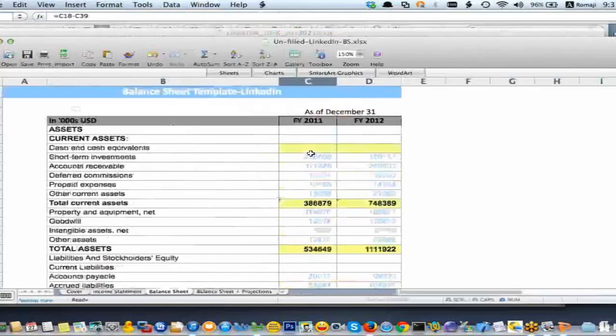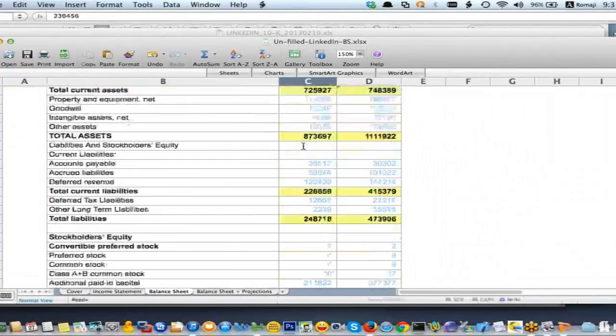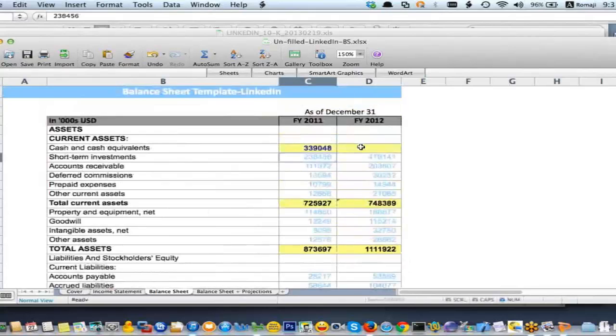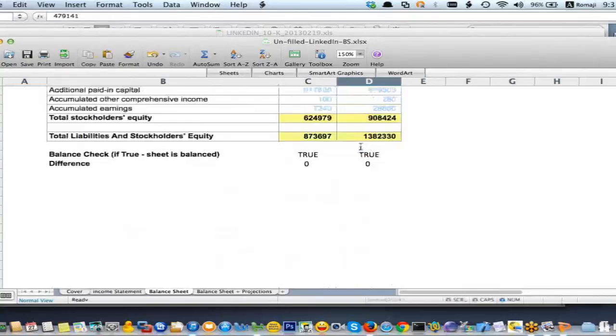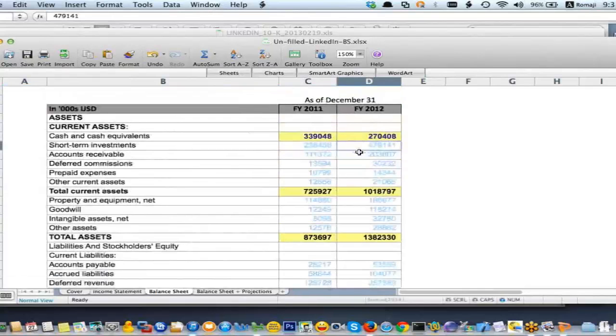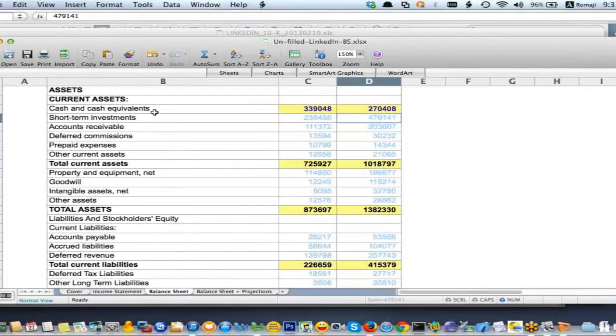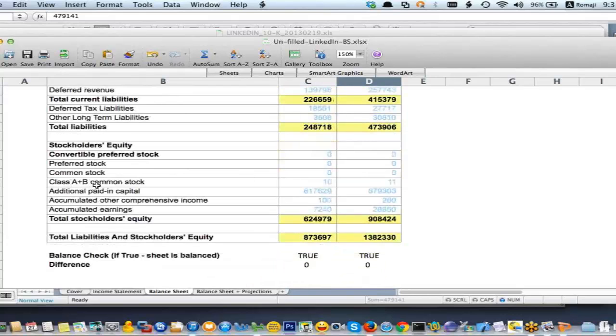Okay, so I'm just going to put in that value as 339048. And now my balance sheet is correct. So we do the same on 270408, I believe it is. Yep, and my balance sheet is now correct. In a real situation with financial modeling, I would have another spreadsheet that says cash flow that would calculate these values and populate them into there for me. So the balance sheet would be able to take the cash flow as an input. It would also take the stock as an input.